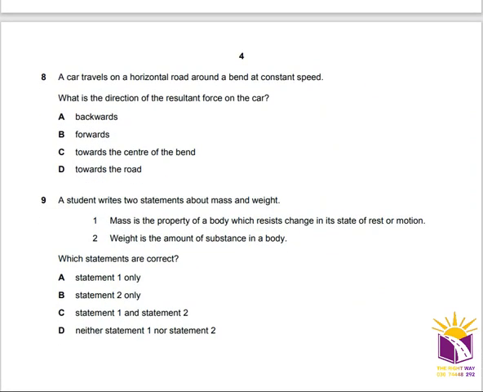Question number 8. A car travels on a horizontal road around a bend at a constant speed. What is the direction of the resultant force on the car? When our car is moving at the bend, it will move in a circle. And when a body moves in a circle, the resultant force is the centripetal force. It's always directed toward the center of the circle. So it will be directed toward the center of the bend.